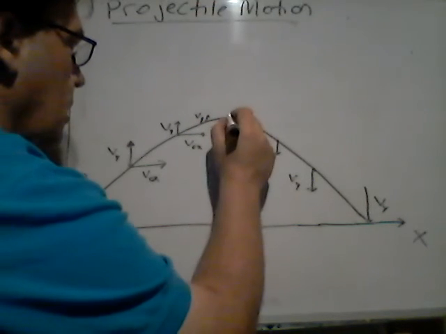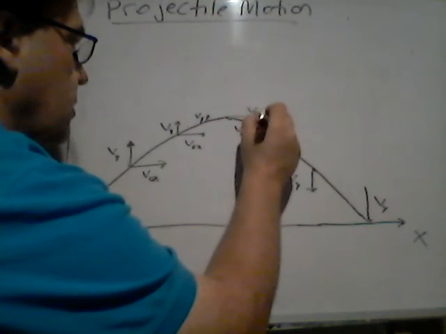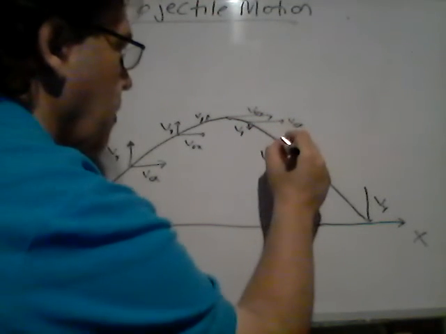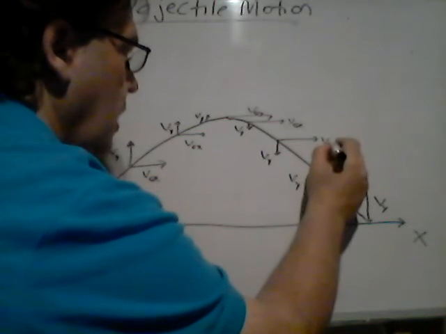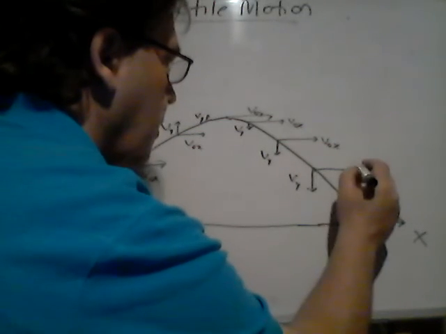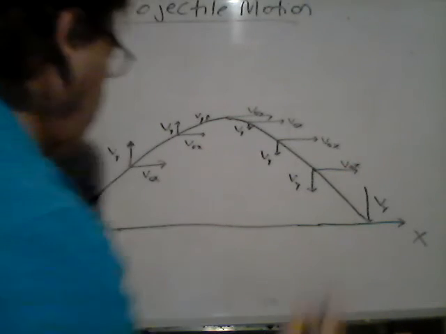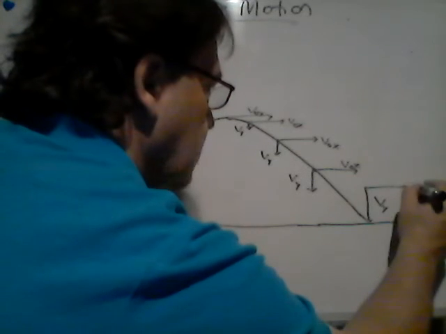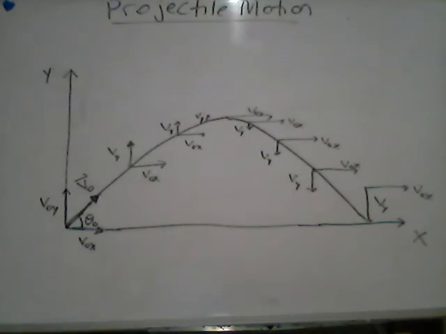This is going to look a little bit complicated in this drawing, so I have v naught sub x, v naught sub x, v naught sub x, and finally, I'll just write it this way, v naught sub x. All along, the x component of velocity does not change at all. It is the same. The motion in the x direction is constant.